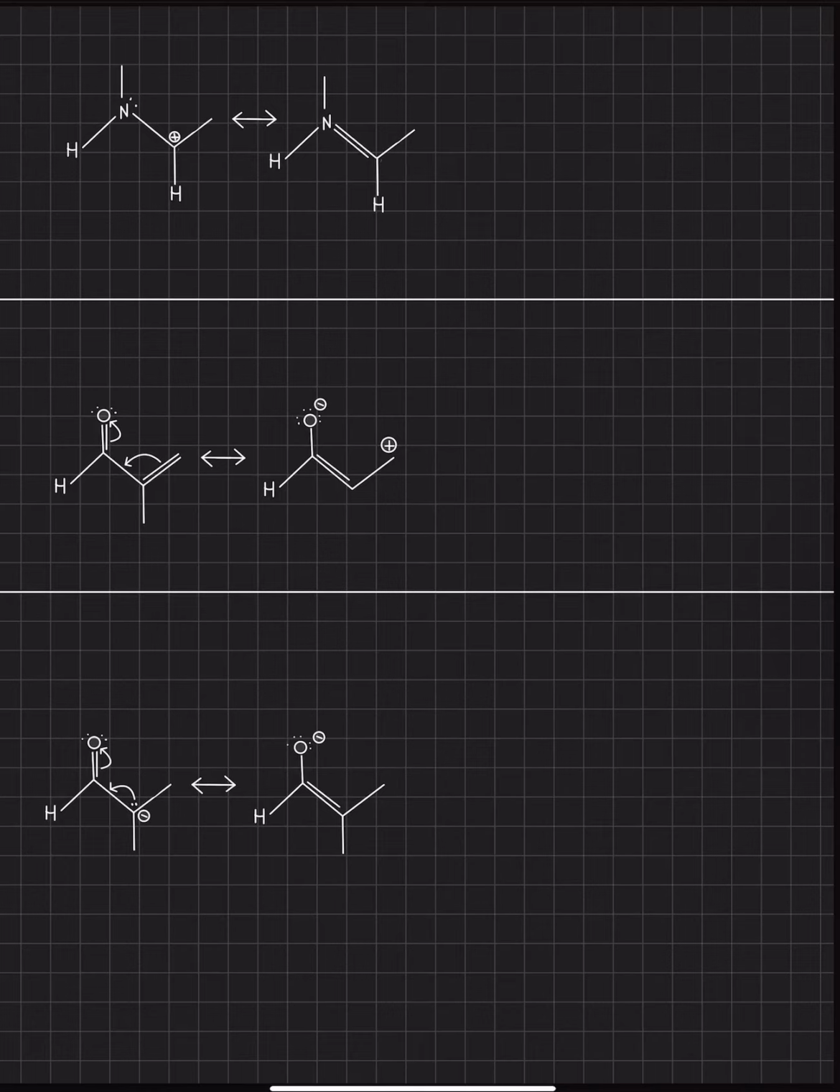Everyone, so in this video I'm going to discuss major contributor, minor contributor, equal contributor, and resonance hybrid. I know that was a mouthful, but let's first begin with major contributor. What is that? The major contributor is the most stable structure, and the reason that it's the most stable is because it's the least amount of energy.